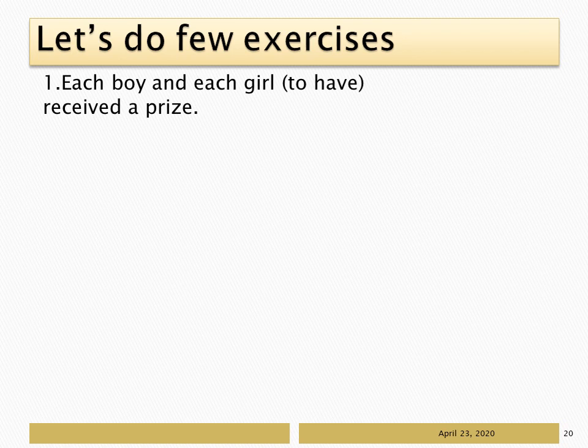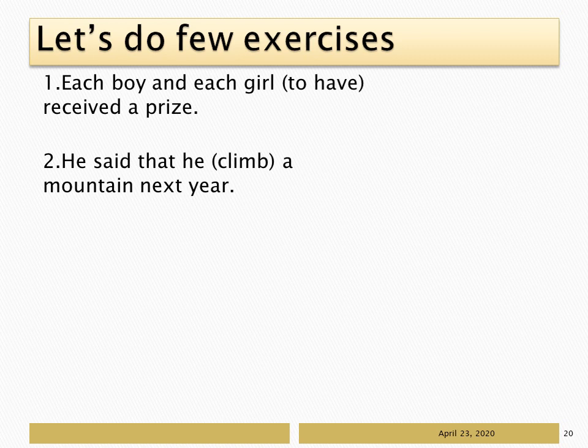Each boy and each girl received a prize to have. So I hope you remember the rule. If the noun with each is singular, the verb will also be singular. Number 2 exercise. He said that he climbed a mountain next year. So he said that in direct speech and the reporting verb said is in past, simple past. So you know what to do with the verb.